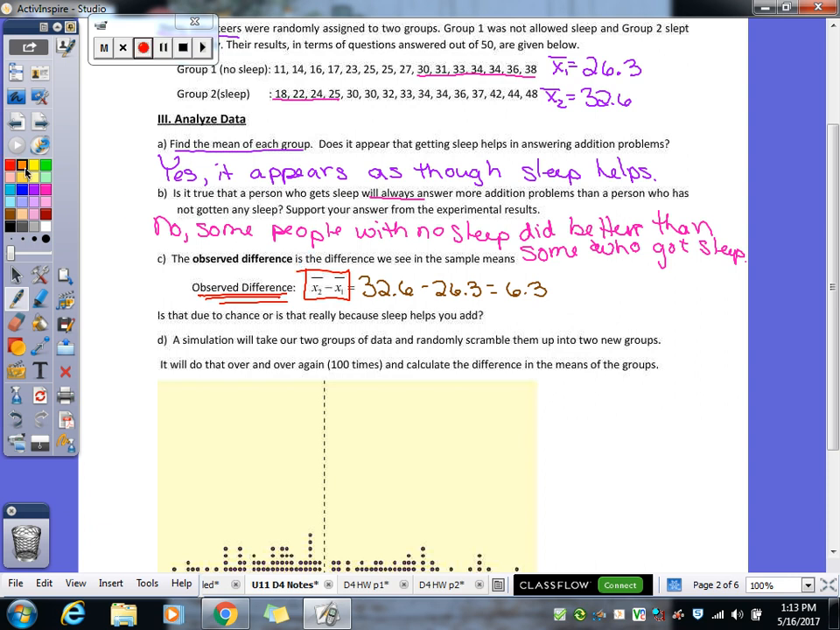So then they want to figure out, is this observed difference of 6.3, is that due to chance, or is that really because sleep helps you add? Does sleep actually help you add numbers together? No. So whether it's due to chance or if it really helps, we don't know. I mean, in group 2, you could have just had some really smart people, like a whole bunch of Sheldon Coopers in there.